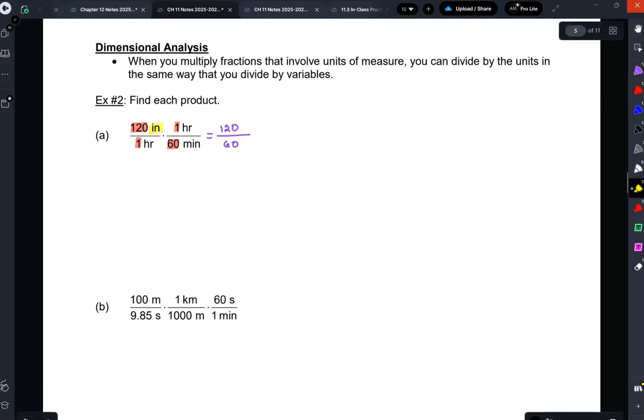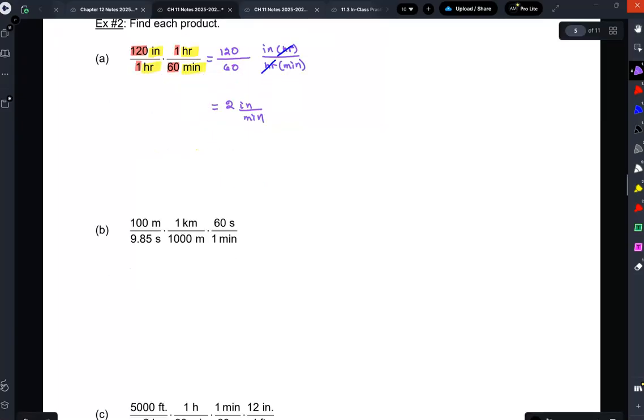Then the units I take separately. All right? So I have inches, hours, minutes. Okay. Do we know what 120 over 60 is? 2. And then look, hours reduce. So I have inches per minute. Okay?